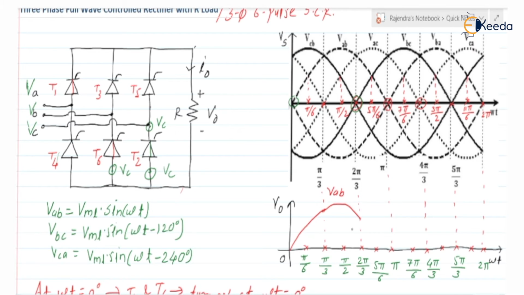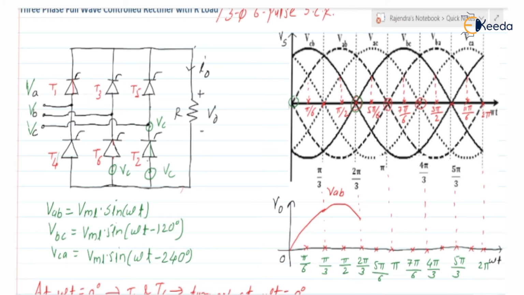Thyristor T2 is turning on at 2 pi by 3, and at 2 pi by 3 if you check VCB, VCB is negative, right? After 2 pi by 3, VCB is negative, which means our thyristor T6 will feel the reverse voltage and it will turn off. Are you getting the point? So once T2 turns on, thyristor T6 will turn off.